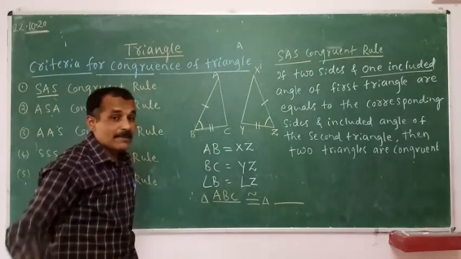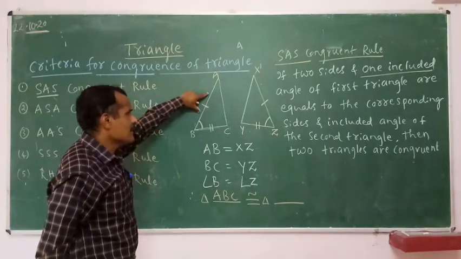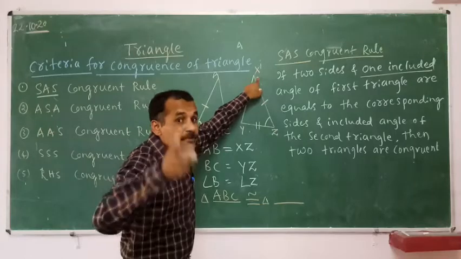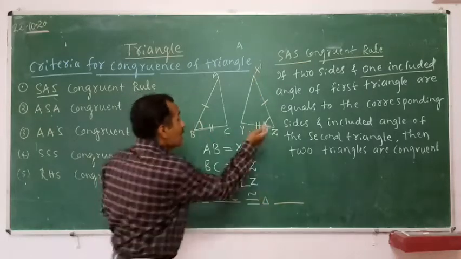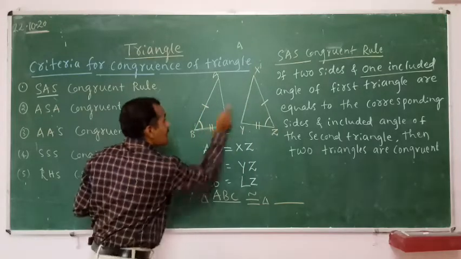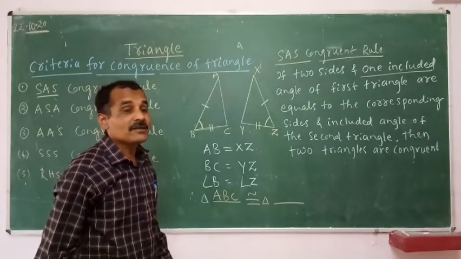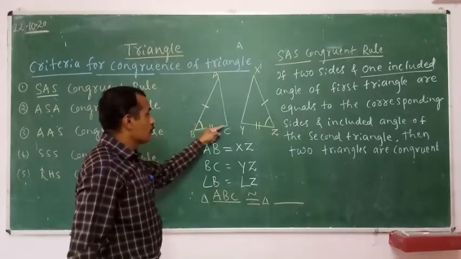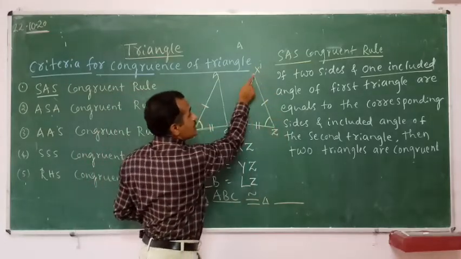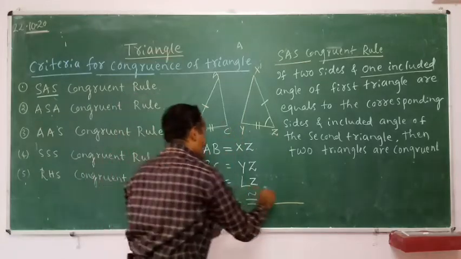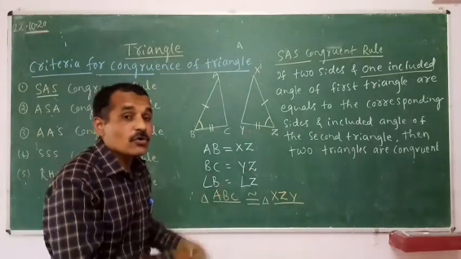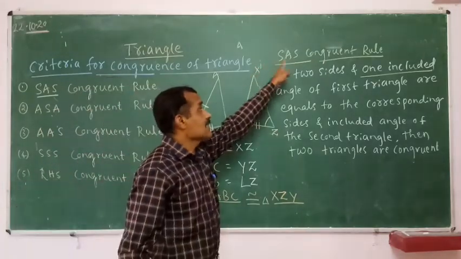Sometimes students make a mistake. They feel that, come on, here AB, I can write here ZX. But ZX and XZ also make a difference, my dear children, because if you start with ZX, then automatically this side and this side are not corresponding. So after AB, you have to go to BC, first mark to double mark. Here you should come from here and go like this. This is X, Z, Y. I should write XZY. And I can say these two triangles are congruent because of the SAS congruent rule.